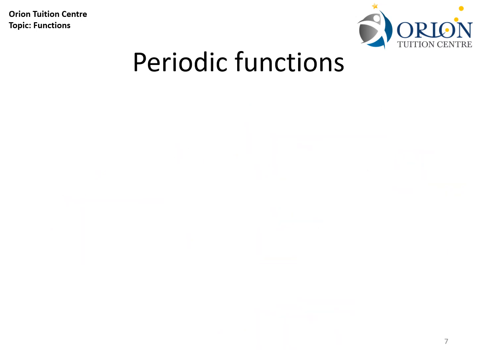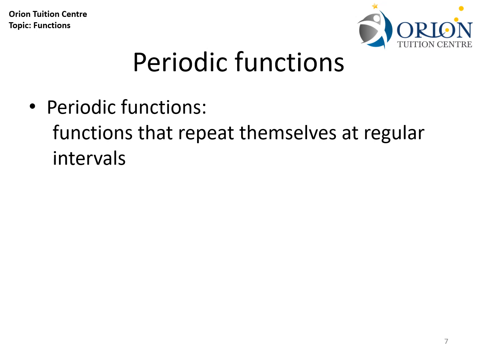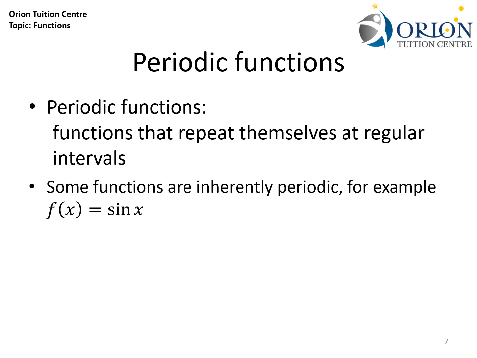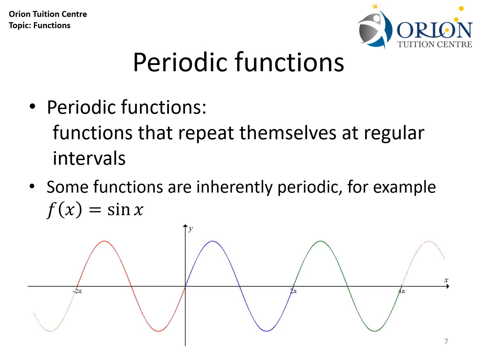Periodic functions are functions that repeat themselves at regular intervals. They can be inherently periodic, such as our trigonometric functions. For example, if we have the graph of y equals to sine x, we can see that for every 2 pi, this is a 2 pi cycle, this is another 2 pi cycle, and another 2 pi cycle. Here we can see that for every 2 pi, the graph repeats itself, and thus this is an example of a periodic function.